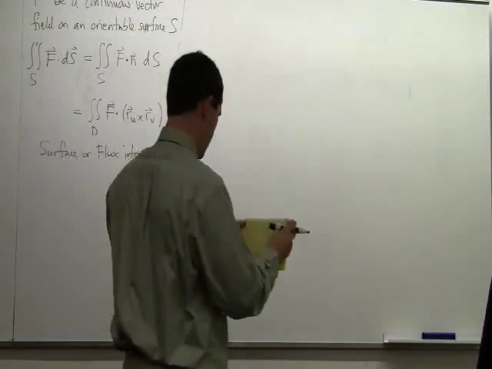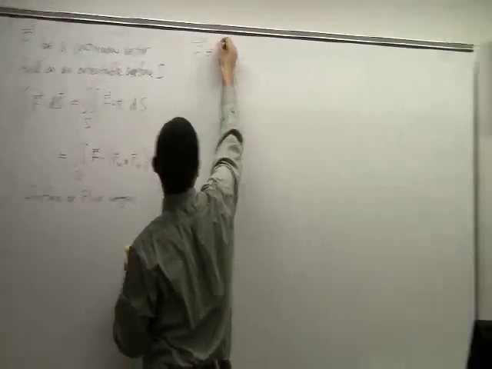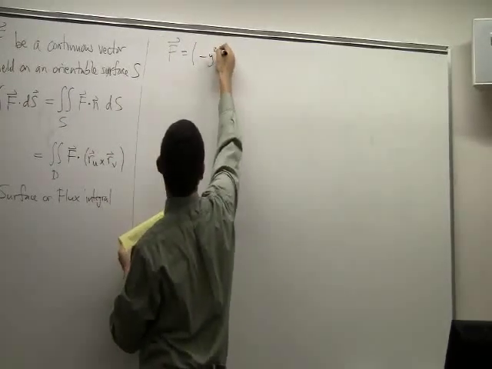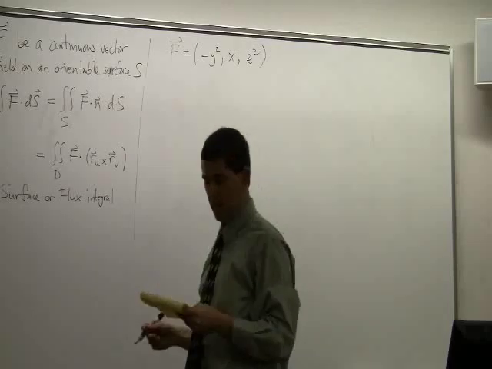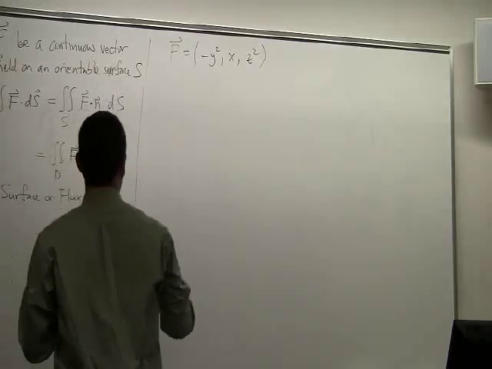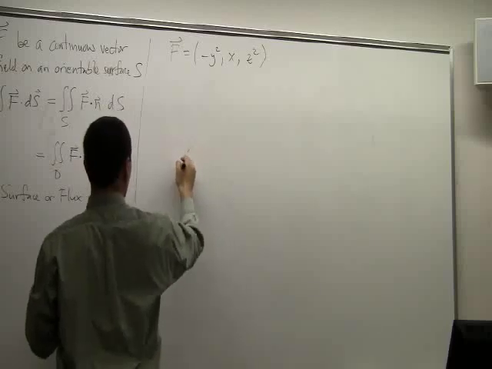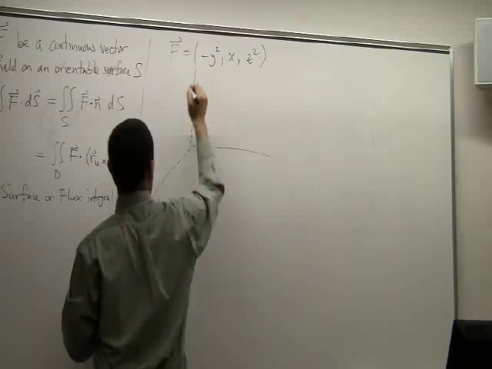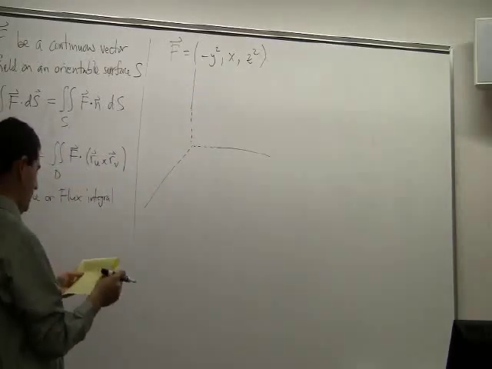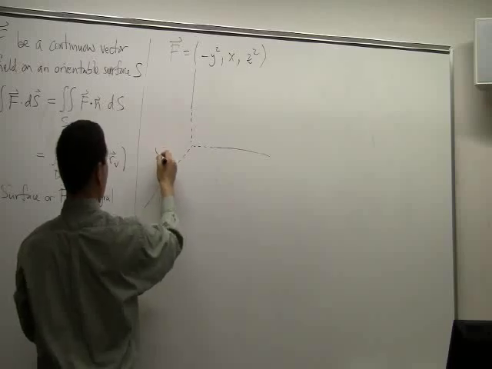Okay, so let's draw the following picture. I'm going to give you a vector field, and it'll be minus y squared, comma x, comma z squared. That doesn't sound so bad. Now, let's get this thing going.